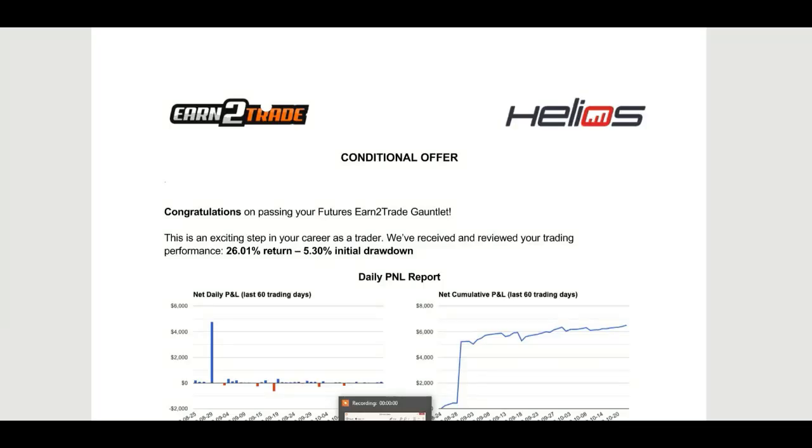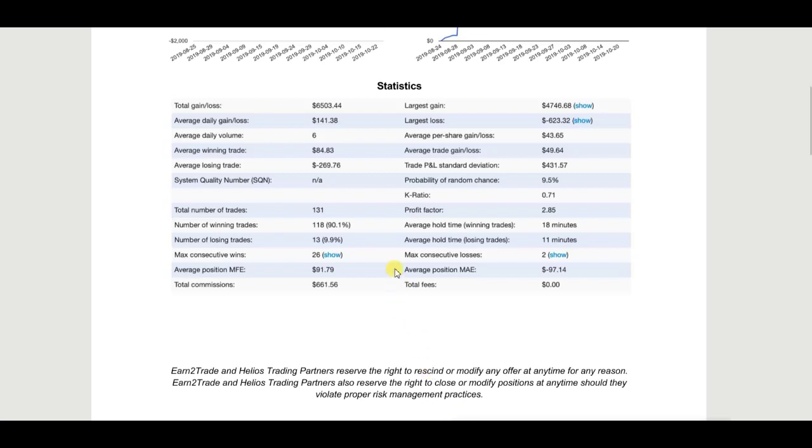All right, so here's the offer letter from Earn to Trade. Their trading partner, their funding partner is Helios. I believe they're located in Germany. So these are the same numbers you've seen on the summary video of that combine, I think from last week or the week before. 26% profit with a 5.3% drawdown. The requirement is 10% profit without hitting a 10% drawdown. So these are the statistics.